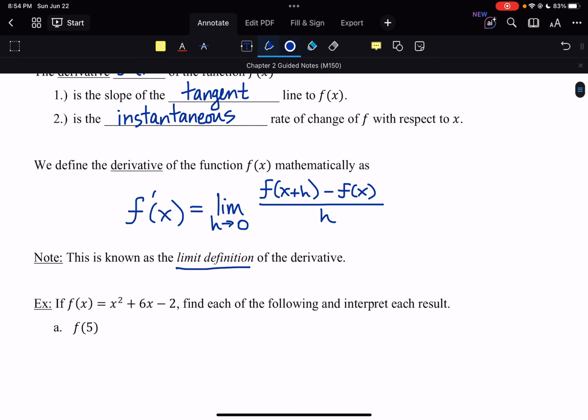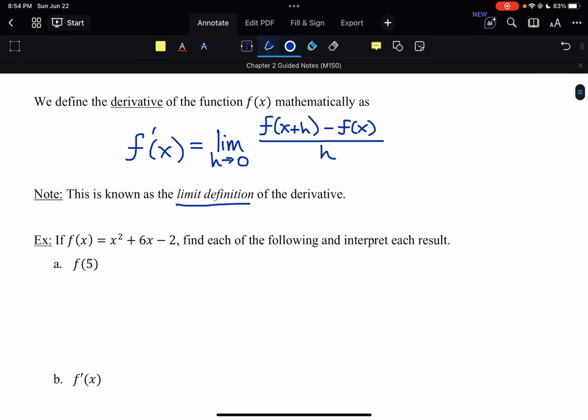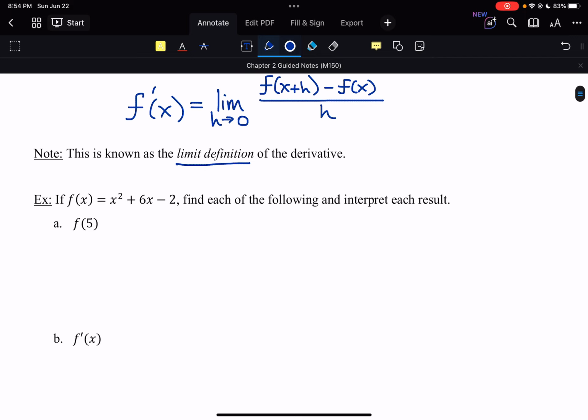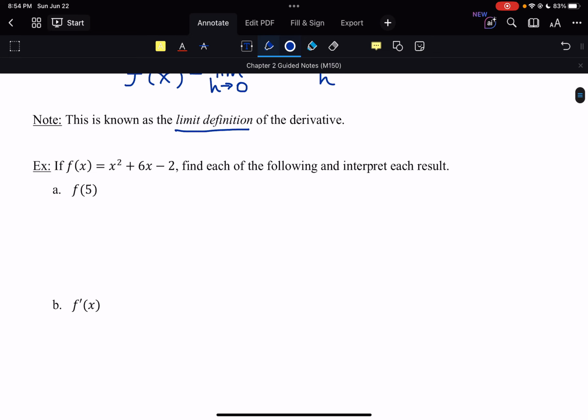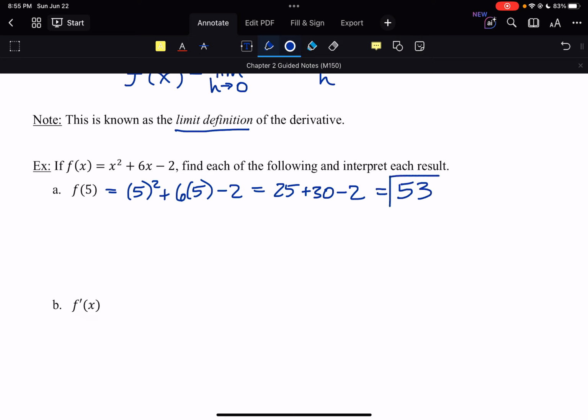Let's take a look at an example. So we have the function f of x equals x squared plus 6x minus 2. Find each of the following and interpret the result. So first it asks for f of 5. Okay, we can get f of 5 by just plugging in 5. So we get 5 squared plus 6 times 5 minus 2. That's 25 plus 30 minus 2. So that's 55 minus 2 is 53. That is f of 5.